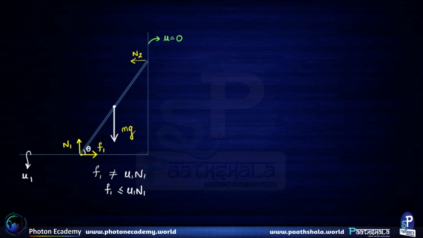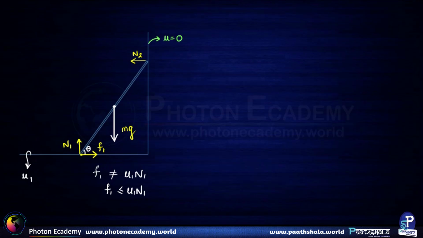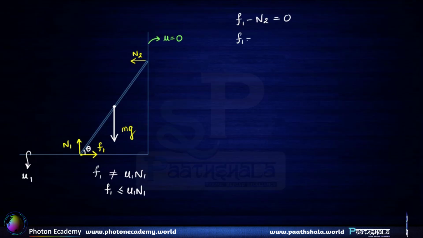Alright, now let us write down a few equations that we can write down easily. The first equation is for horizontal equilibrium. For horizontal equilibrium, we can simply write F1 minus N2 to be equal to 0. That means F1 is going to be equal to N2. So this is the equation for horizontal equilibrium.